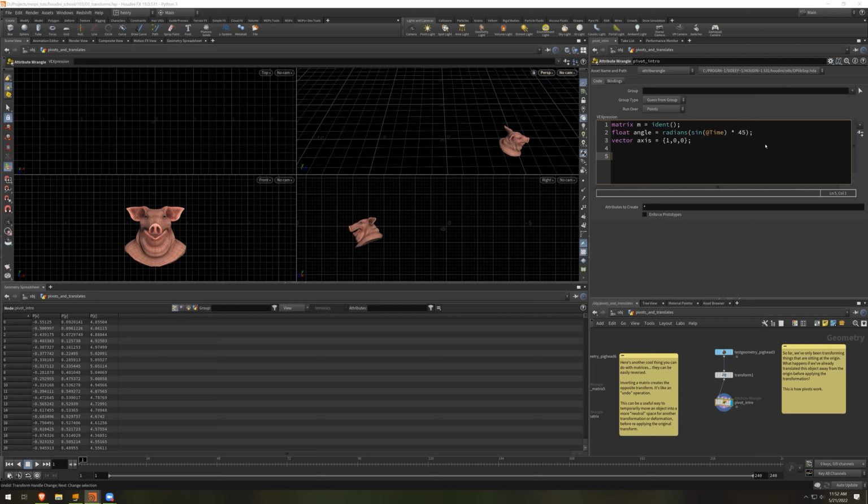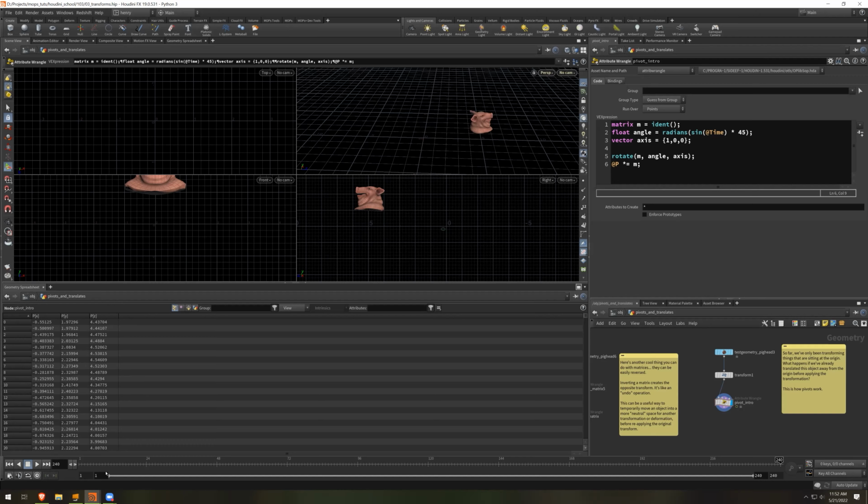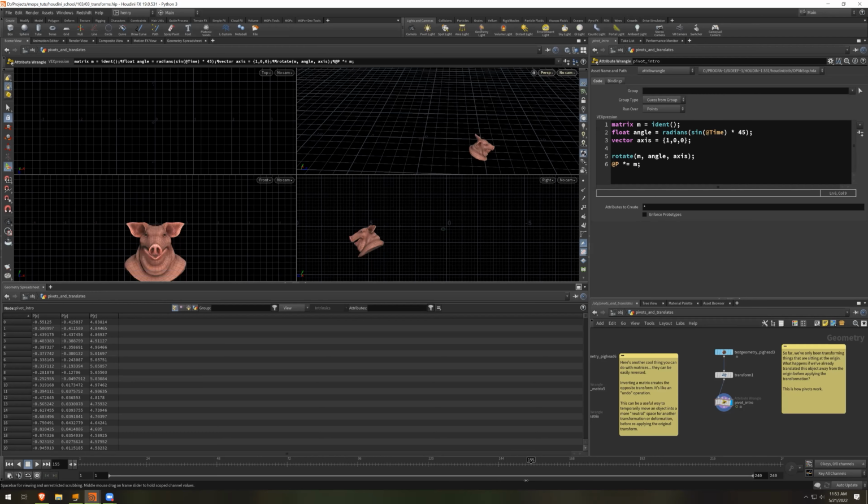So again, to apply this rotation to the matrix that we've just built, we use the rotate function. So I'm going to rotate m by angle around axis. And then as the last step, I'm going to multiply p by this new matrix that I built. And when I run this rotation, you can see that he's not rotating locally, he's rotating still around the origin. Because when we do these matrix operations, unless we say otherwise, everything is based around the origin, which is effectively our parent space. So we're not just getting rotation now, these points are translating around as well as just rotating around their own local origin, right?